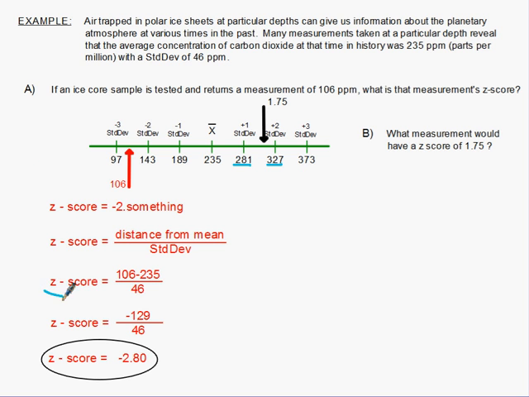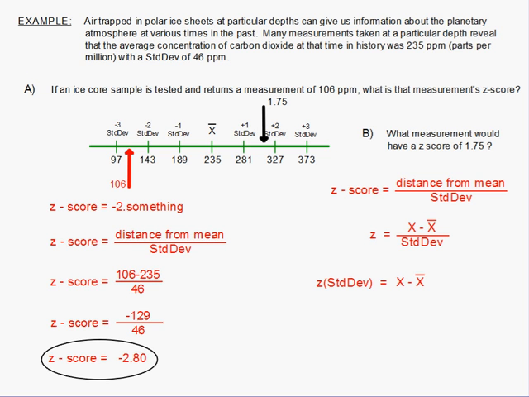Well, we can take how we calculate z-score and make it into a formula. We have distance from the mean, and here's the more formulaic way of doing it: data measurement minus mean, divided by standard deviation. That's our z-score. Now, this is one way you would see this equation.